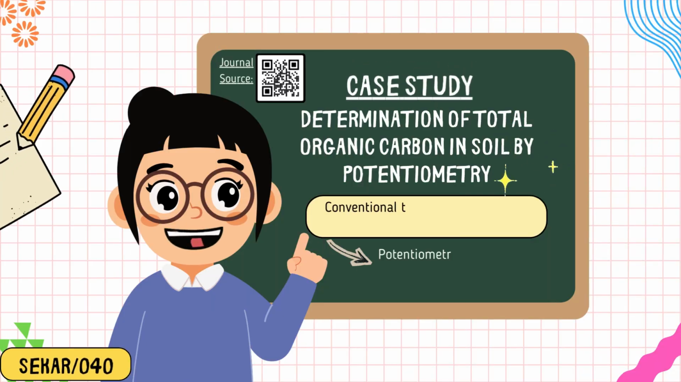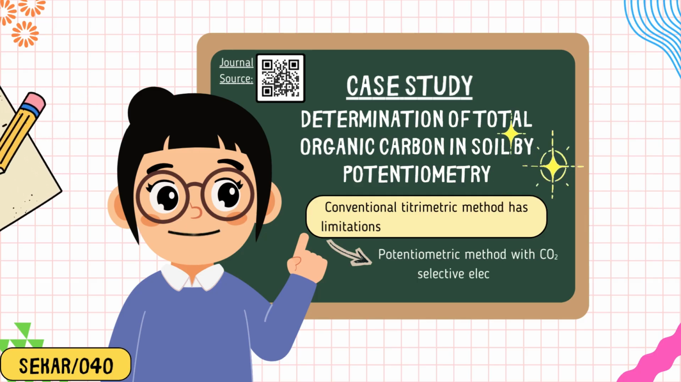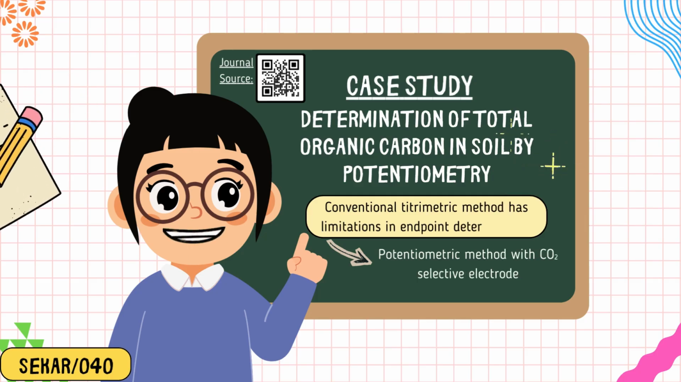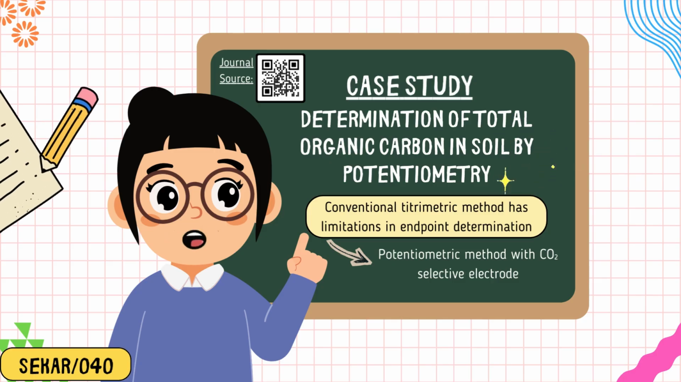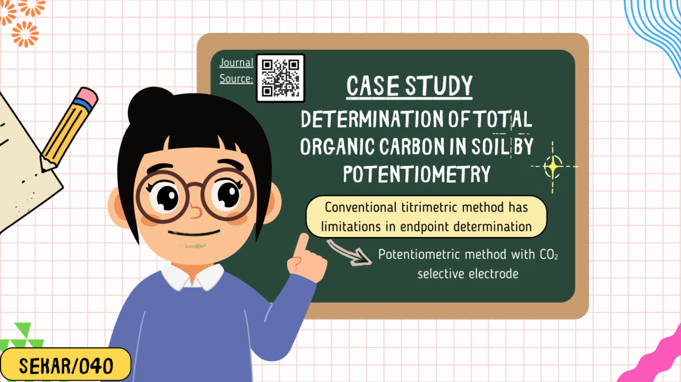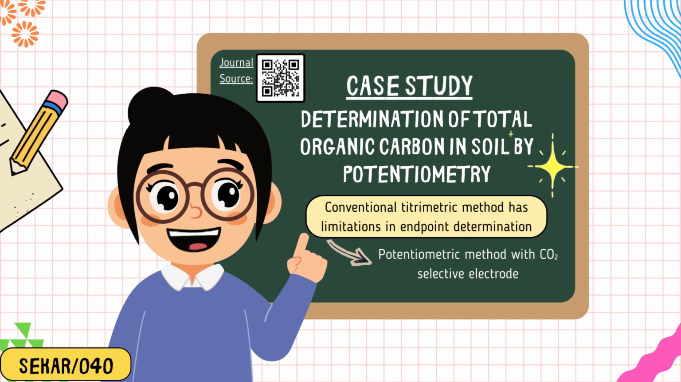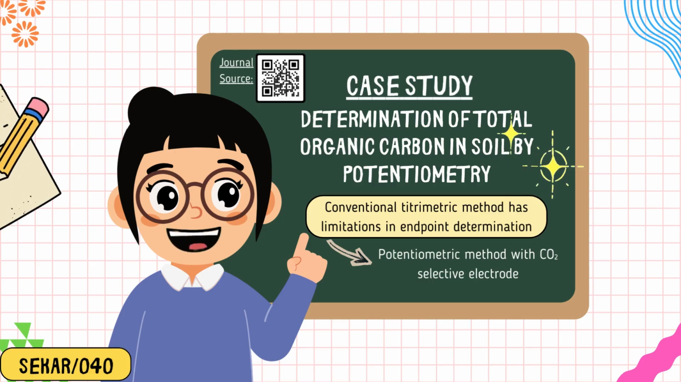Okay, now let's talk about a case study. This study is about a new way to measure organic carbon in soil. It uses a special CO2 electrode and is better than the old titration method. The old way uses titration. The problem is you have to watch for a color change to see when the reaction is done. This can be unclear sometimes and give you wrong results, especially with complex soil.